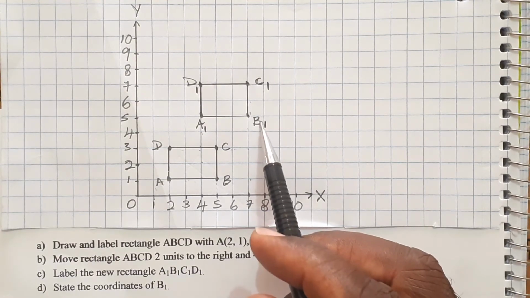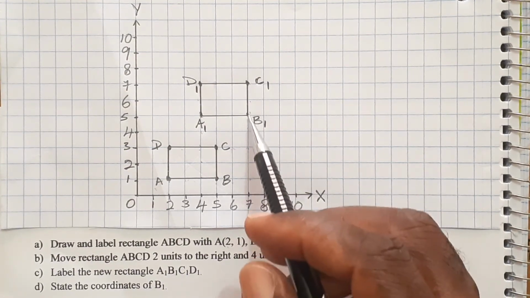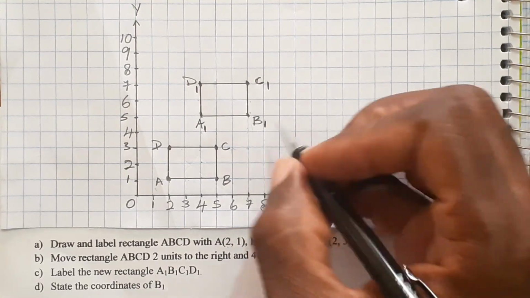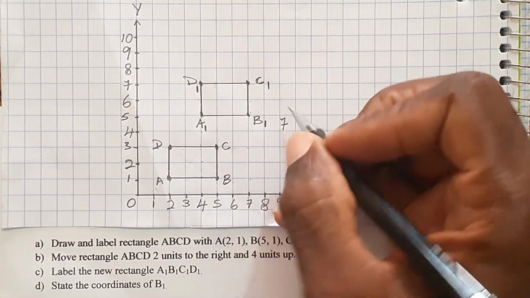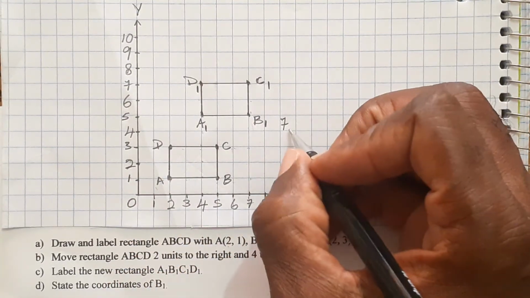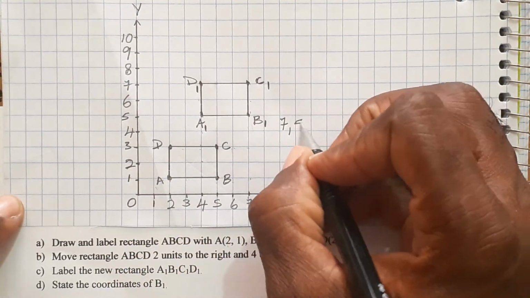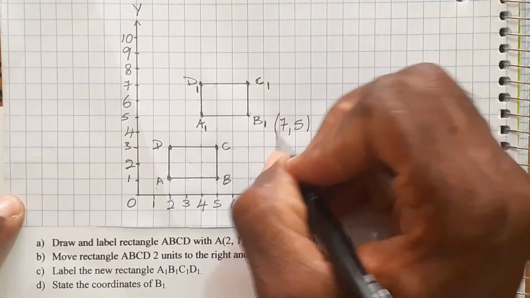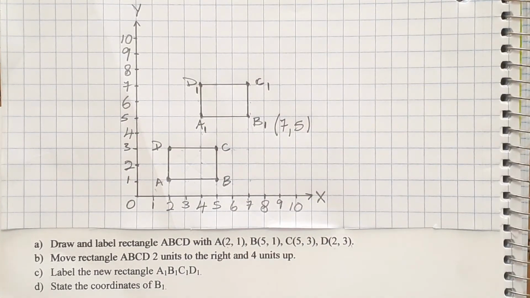So let us see what is the coordinate on the x-axis. On the x-axis, it is 7. On your y-axis, it is 5. So B1 is (7, 5), and we are able to complete our translation here. This is all about our question. So we were able to successfully translate rectangle ABCD.